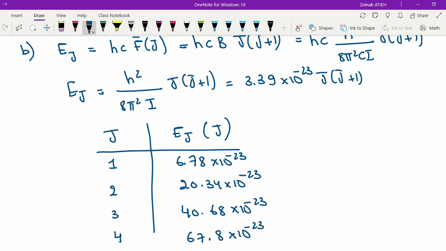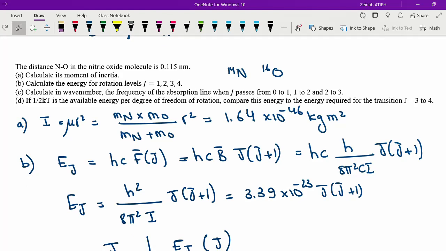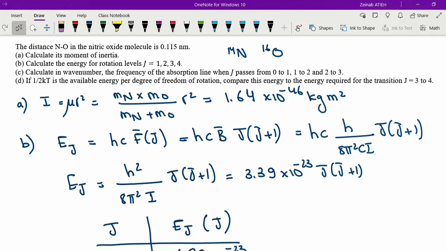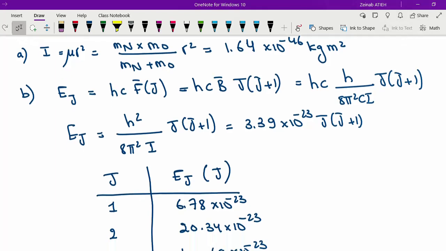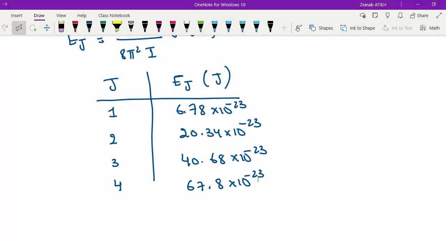Now let's move to the second part, part C. In C, calculate in wave number the frequency of the absorption line when J passes from 0 to 1, 1 to 2, 2 to 3. So we have to calculate the wave numbers of absorption lines. To calculate the wave numbers, in reality we have two methods. We can depend on part B to calculate them, or we can just use the formula for the absorption spectra. Let me talk about both of them.